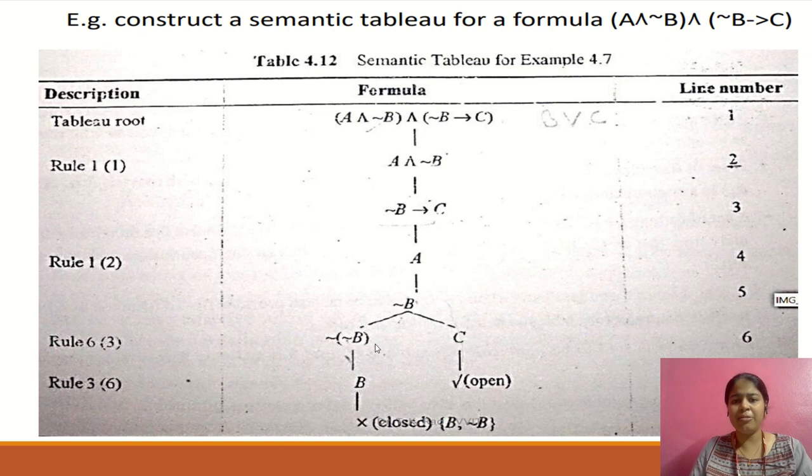And negation of negation B is considered as B. Here we have closed this path as B and negation B both lie in the same path, and both negation B and B cannot be true at the same time. And here C, we do not have any negation C, therefore this path is open and the other path is closed.